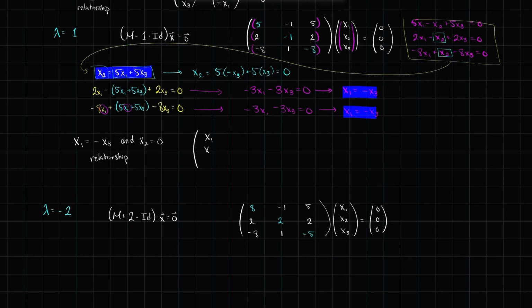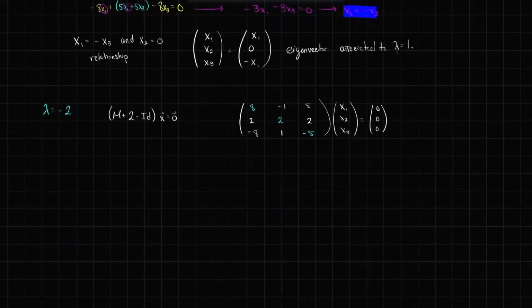Therefore, my vector x1, x2, x3, I can replace x2 with a 0 and x3 with a negative x1. This is my eigenvector associated to the lambda equals 1. Let's go ahead and do it one more time.